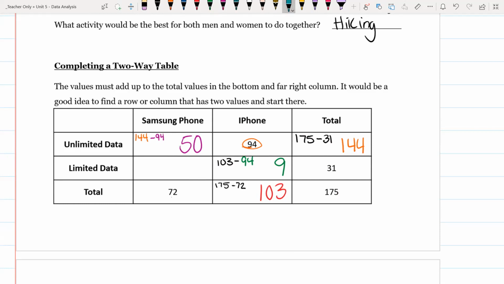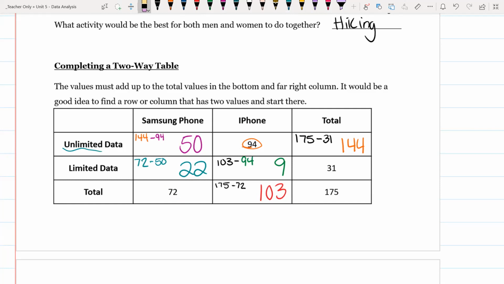Last one, for limited data Samsung, we know the total number of Samsung phones is 72. We know 50 of them have unlimited data. So that leaves us with 22. Okay, so now that's how we fill in a two-way table.